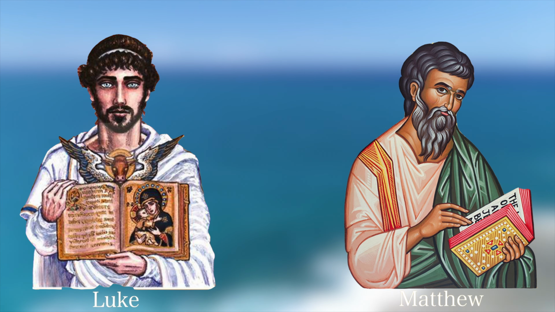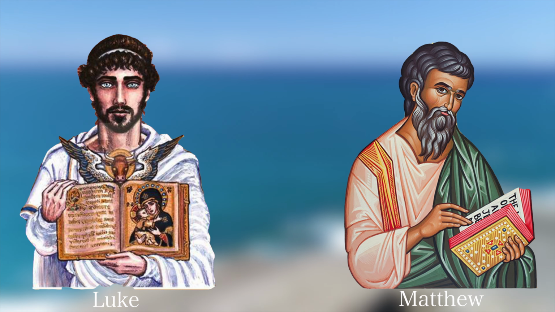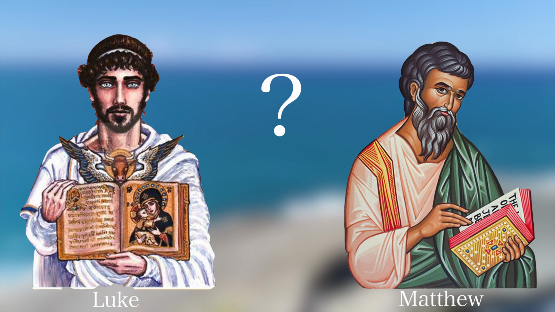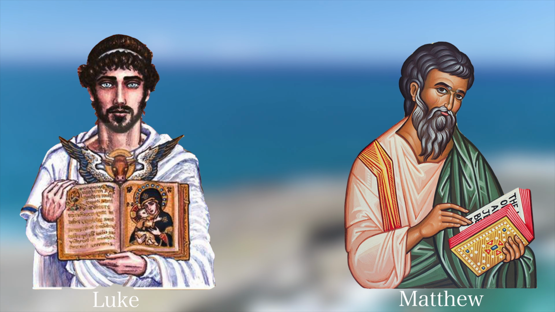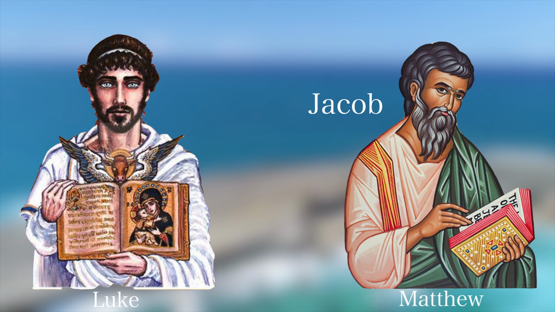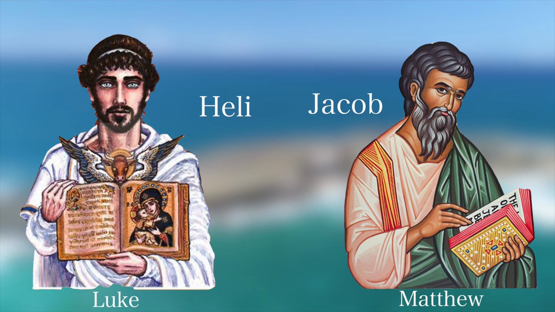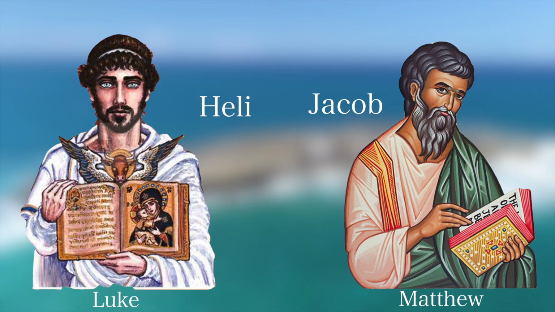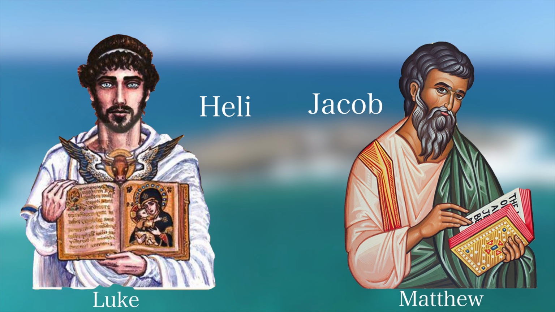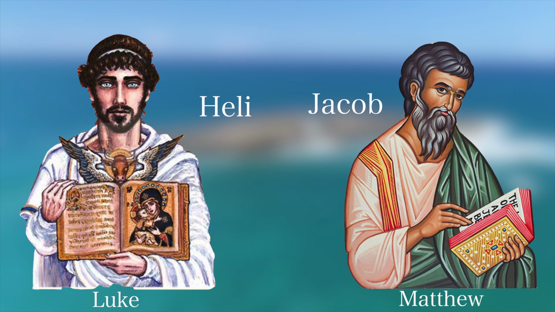Again, at first glance, it appears as if Luke and Matthew have conflicting information, because Matthew says Joseph's father's name was Jacob, and Luke seems to suggest that Joseph's father's name was Heli. So which one is right? Was Joseph's father's name Jacob, as Matthew suggests, or Heli, as Luke suggests?